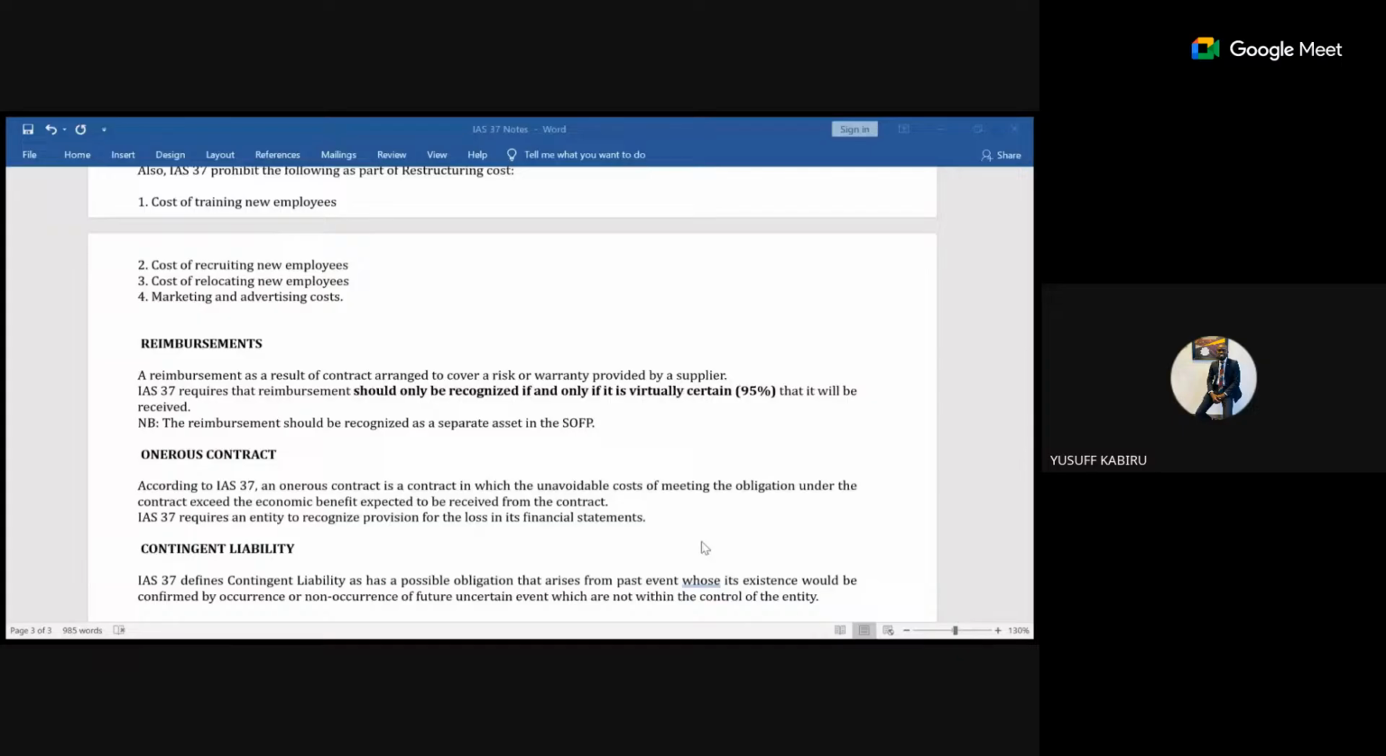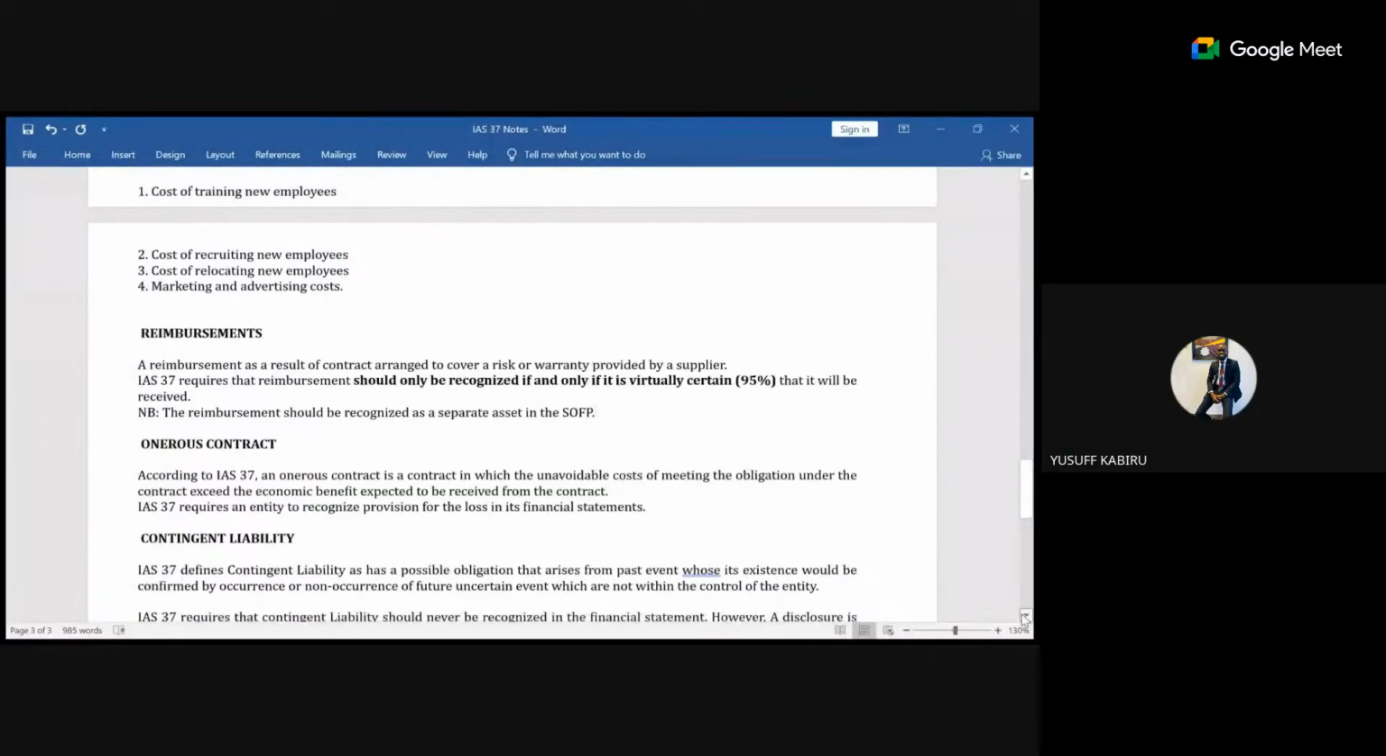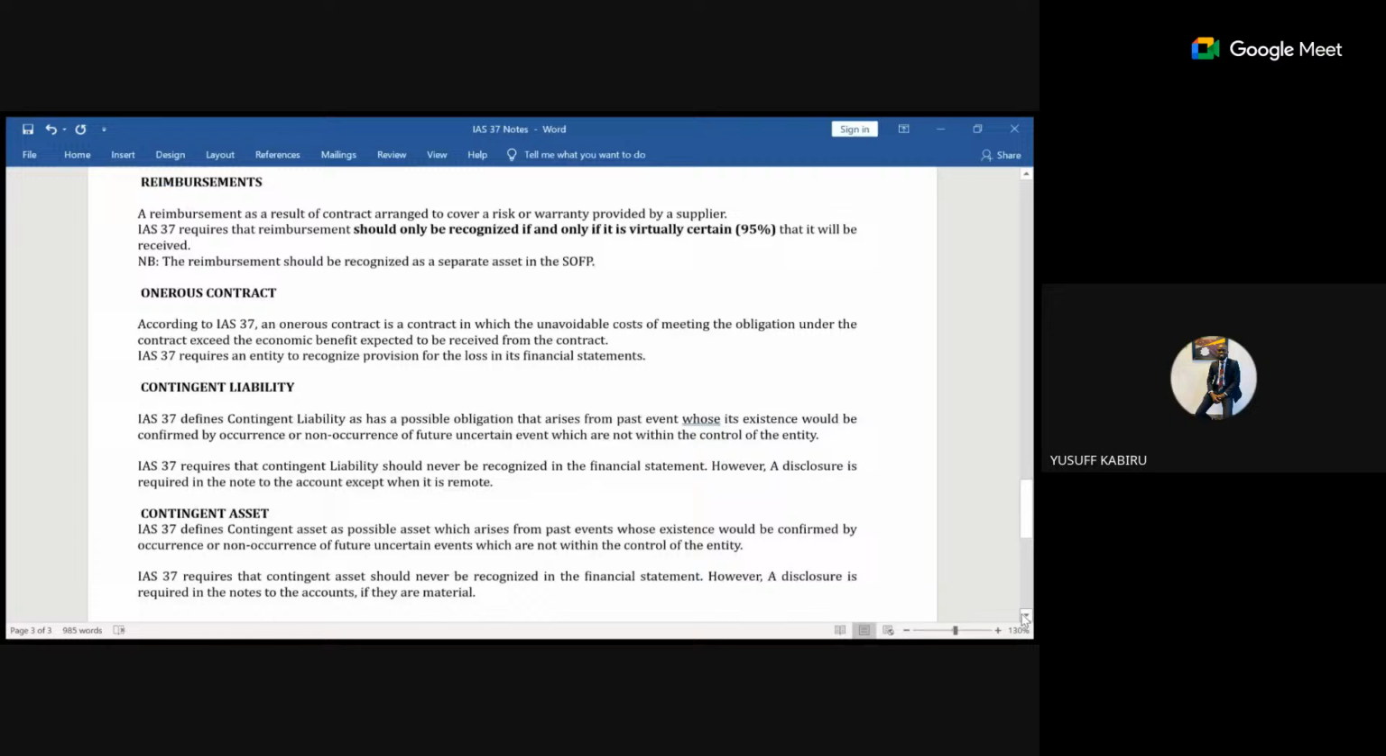Is contingent liability and contingent asset. Now, contingent liability is a possible obligation. Just like I said, it is a possible obligation. An obligation that is possible, that is not sure. It is not sure that you will do what? An example is a court case. I made mention of it earlier. It is a court case.